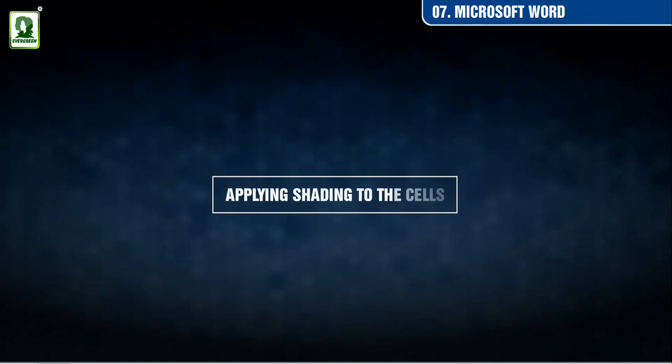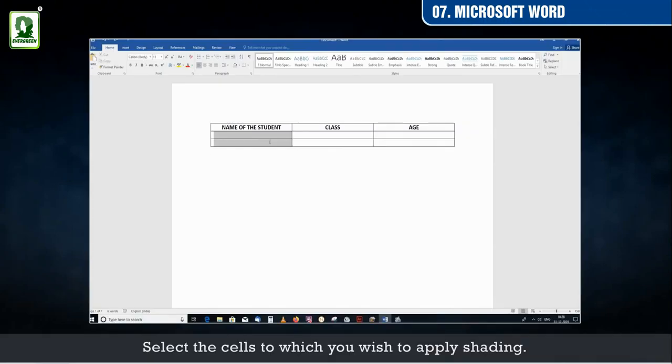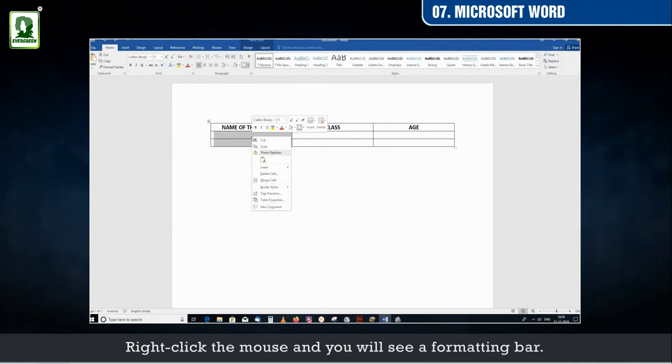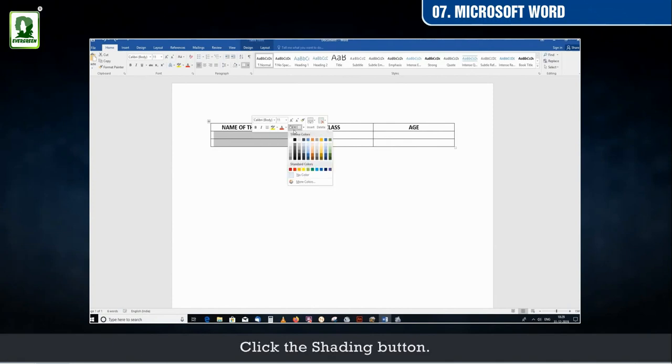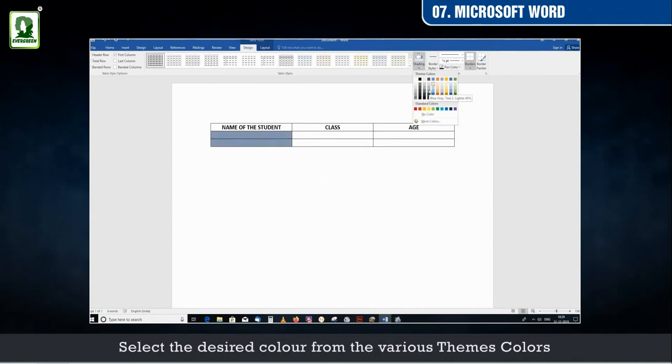Applying shading to the cells. Select the cells to which you wish to apply shading. Right-click the mouse and you will see a formatting bar. Click the shading button. You will see theme colors. Or under the Table Tools, Design tab, click the Shading tool. Select the desired color from the various themes colors.